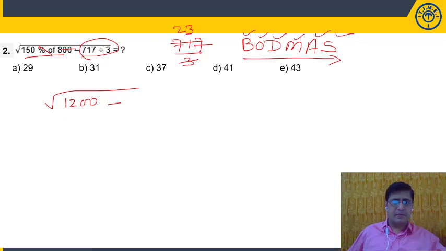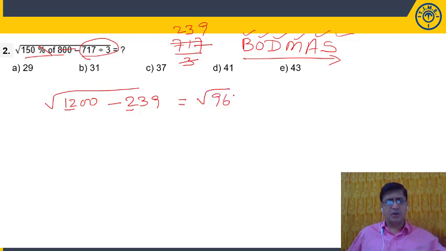Right. 27. 27 means 9 times 3 is 27. What is the result here? It is 239. So what is the remaining here? Now what is the value? 1200 minus 200 means it is 1000. 1000 minus 39. Yes, you are right. It is 961. So what is the square root of 961? It is 31. Right choice, option B. B is the right choice.